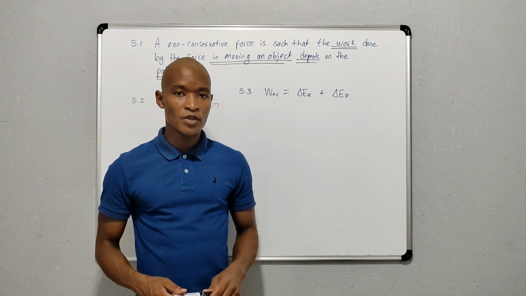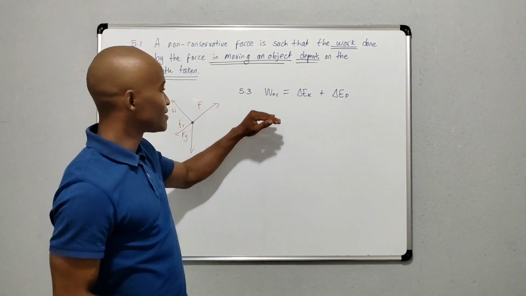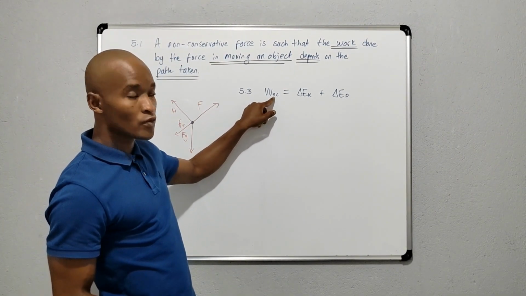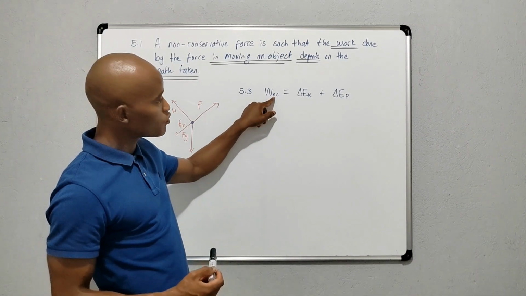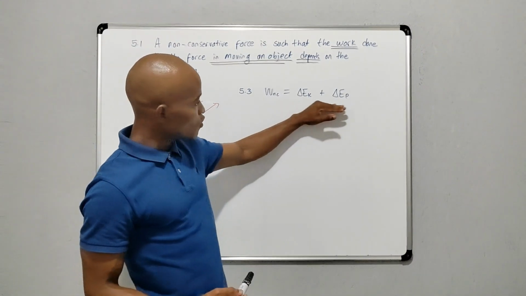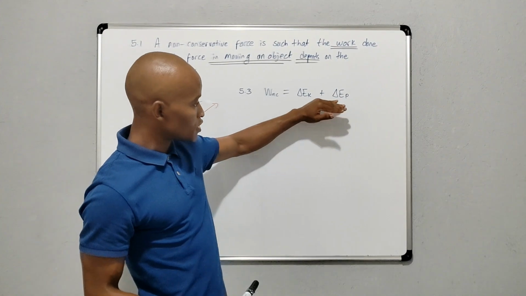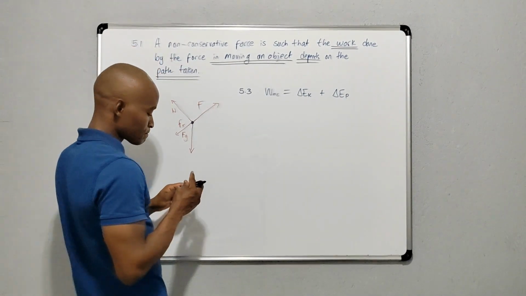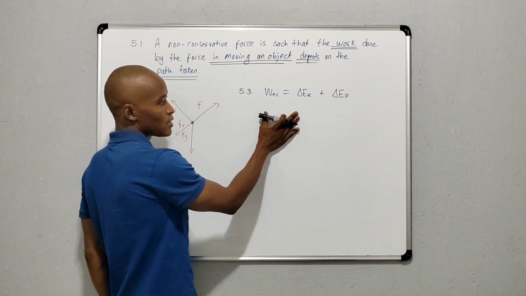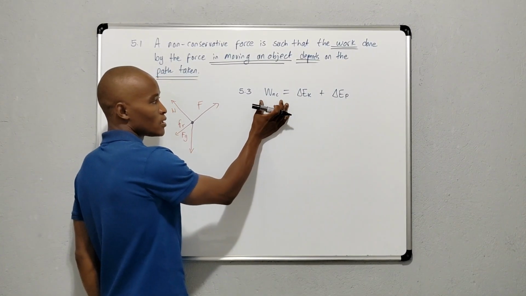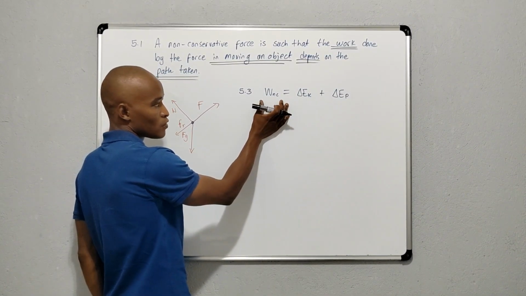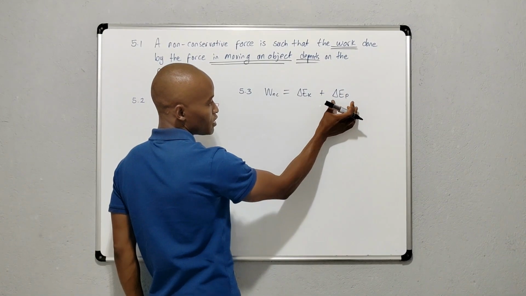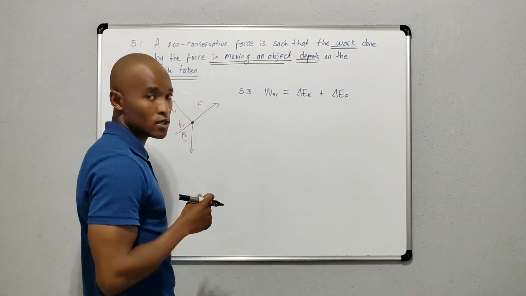Right, so 5.3, we are asked to calculate the total work done by the non-conservative force as it moves up the incline from point A to point B. This equation is in your formula sheet, and you just need to know how it works and what to substitute, okay? This equation tells us that the total work done by a non-conservative force is the sum of the changing kinetic energy and the changing potential energy.